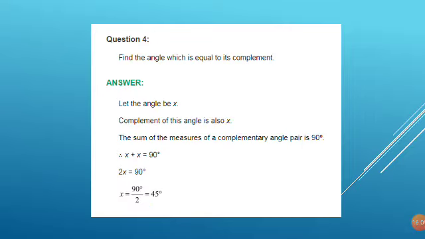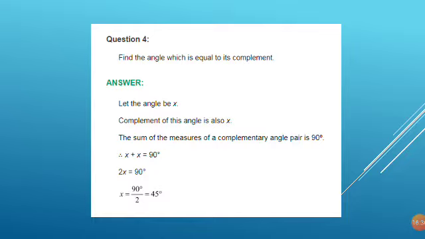Find the angle which is equal to its complement. Let the angle be x. Complementary angle means the sum of the two angles is 90 degrees. You already know that. That is called a complementary angle, a right angle.